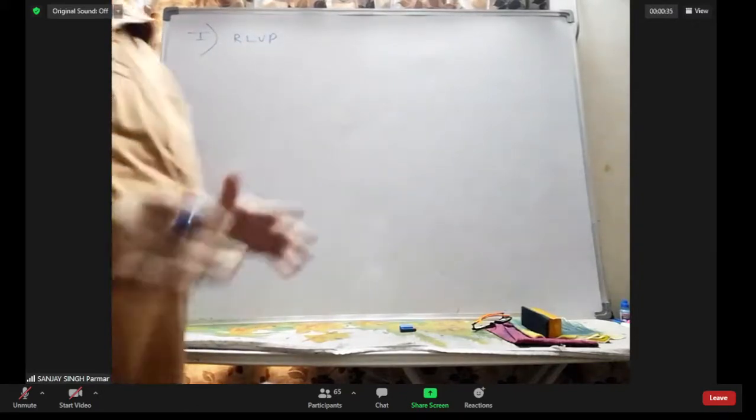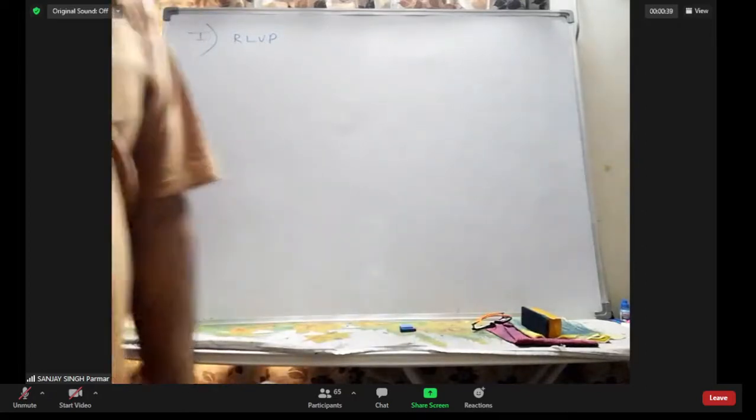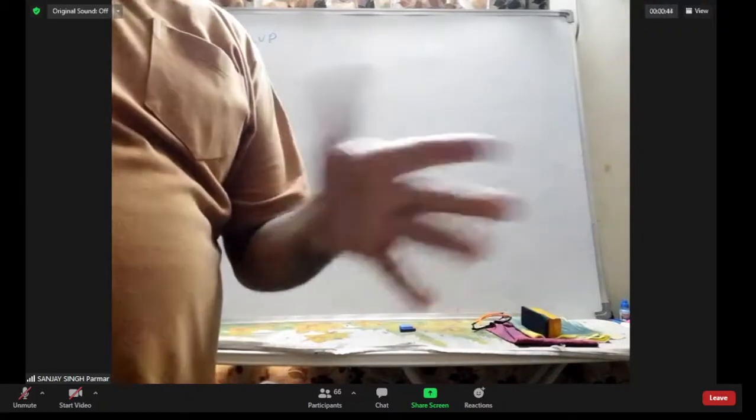So now I am going for the first colligative property. First colligative property is RLVP, relative lowering of the vapor pressure. I will write only 2 or 3 points. And whatever points I am writing, I have already taught you these topics 14 days back, a fortnight back.